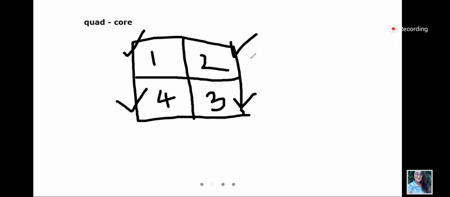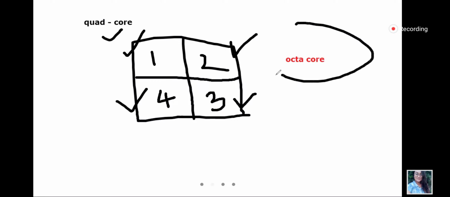Now my mobile phone is actually built on octa-core, so it has 8 cores. But my PC is quad-core, and my phone is octa-core. So definitely my phone is faster than my PC.